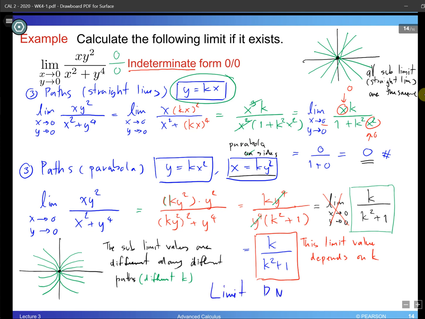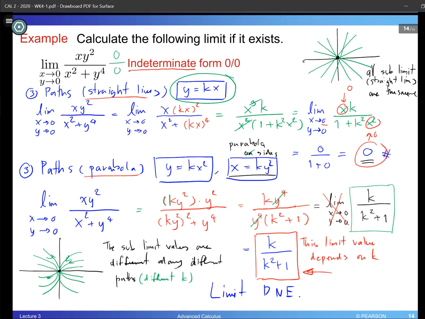This is for this example, and we found it on the parabola paths. It was fine with the straight line, right? They are all equal to 0. Everything is fine for straight lines. But when we try the parabola on the side, it turns out it depends on k, which means that along different approaches, they have different values of limits. So the limit does not exist for this kind of approach.